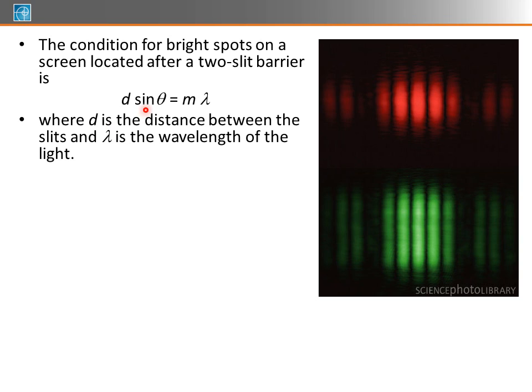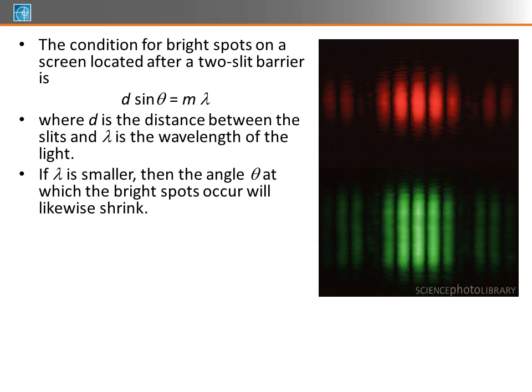So if this angle is smaller and d is the same, and I'm looking at my first maximum to the side in both cases, so m is the same, then by just looking at this picture I should be able to deduce that the red light has a larger wavelength because it has a larger angle, and the green has a shorter wavelength because it has a smaller angle. This distance here shrunk because the angle that created it was smaller. It's a shallower angle, less off to the side than the red one.